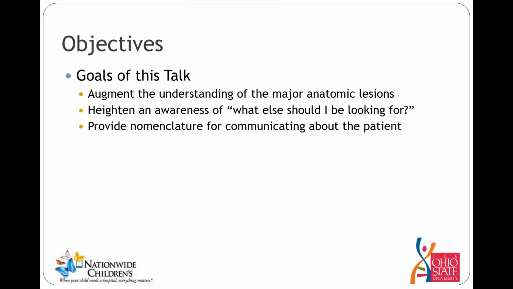So the objectives of the talk I've shared in terms of the posting, but really I would like to augment an awareness of major anatomic lesions, to heighten an awareness of what else I should be looking for, and then also to provide a common nomenclature. I think that we underestimate how important it is that everybody understand what we're saying, in part because when we're communicating and we're trying to describe lesions, these details become important, as we're often interdisciplinary. We're often working with surgeons in close proximity. And so having a common nomenclature makes things clear and it decreases mistakes.